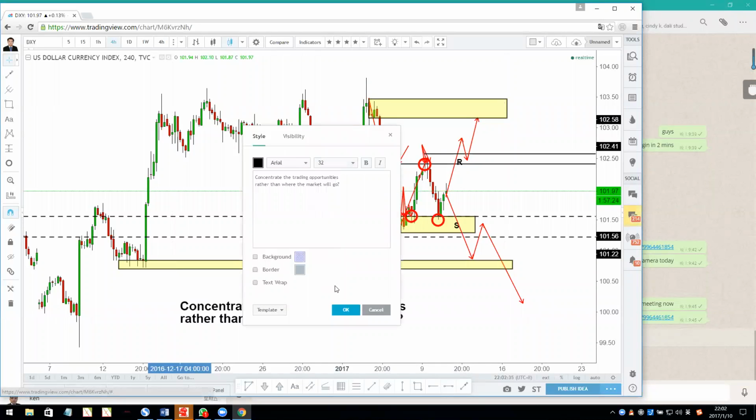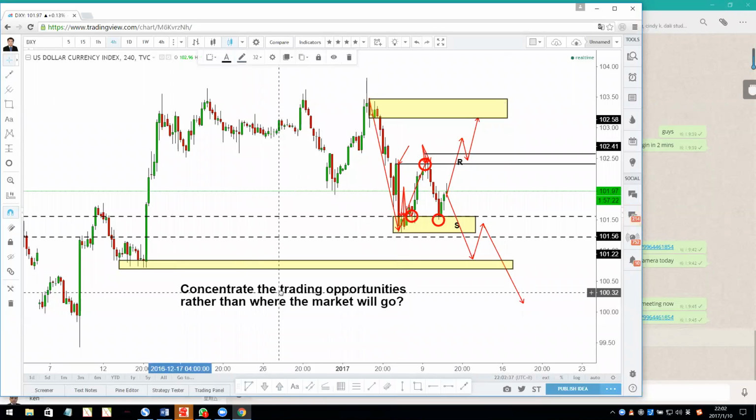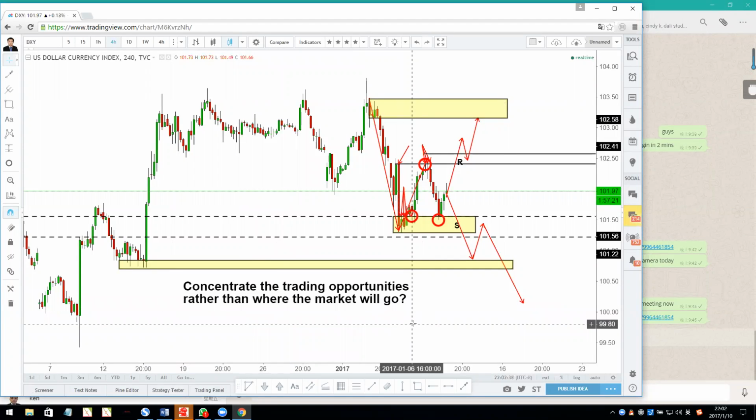The meaning is very simple. Guys, tell me, do you know where the market will go? Will the market go up, or will the market go down, or will the market be sideways? Tell me, what is your answer? Can you be 100% sure that tomorrow it will go up, right? Nobody knows, right? Nobody knows.